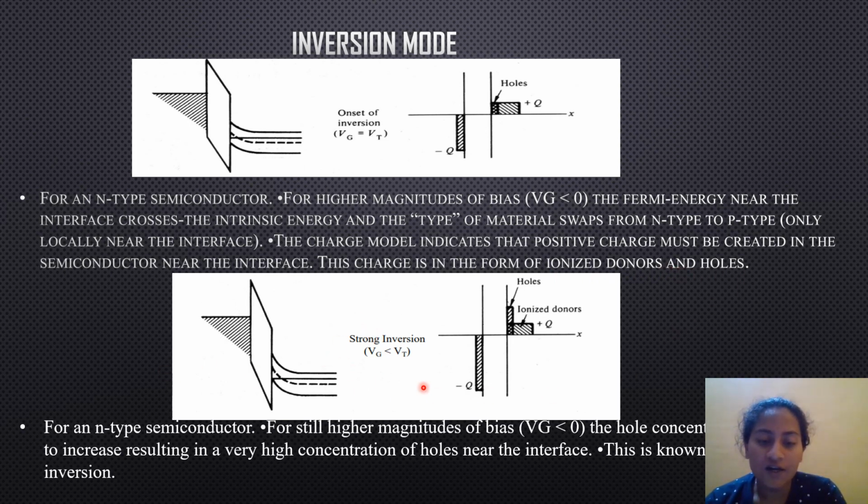And coming to the second condition, that is Vg is less than Vt. For an n-type semiconductor, for still higher magnitude of bias, that is Vg less than 0, the hole concentration continues to increase, resulting in a very high concentration of holes near the interface. This is known as strong inversion.